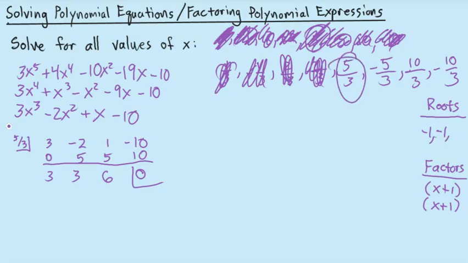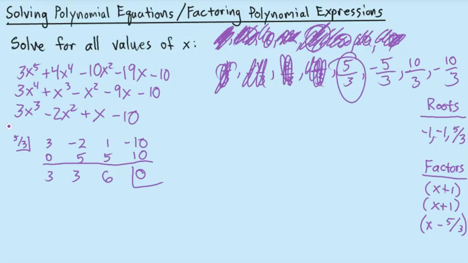So the next one is 5/3. We're going to put a comma here, and we're going to say that 5/3 is a root, and then we're going to say that x minus 5/3 is a root, or is a factor. Let me make that a 3. There we go. Cool.